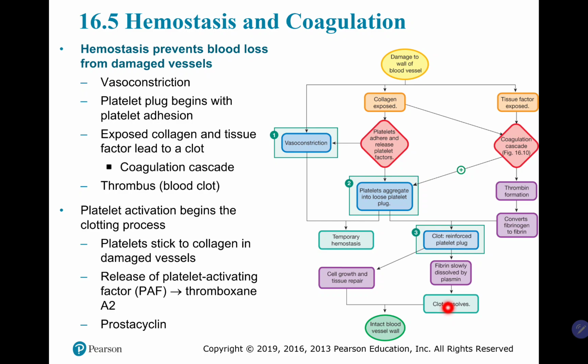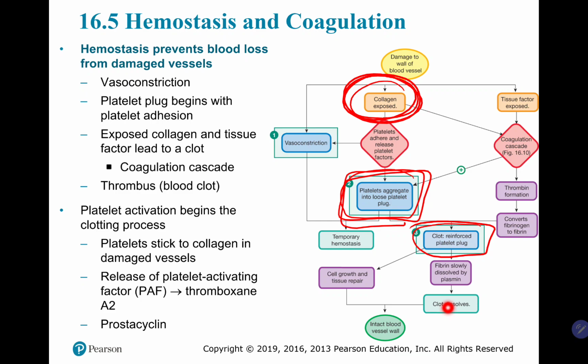Hemostasis simply prevents blood loss from damaged vessels. Hemostasis will begin when you have damage to the wall of your blood vessels, and it's that exposed collagen. That exposed collagen starts this process, right? These platelets will adhere to that collagen wall. These platelets will then release platelet factors, and this positive feedback loop will attract more platelets and more platelets and more platelets, and these platelets will aggregate, right? And basically form this platelet plug, right? This platelet plug then gets reinforced by a clot, okay? But again, it's going to start with this collagen being exposed, okay?